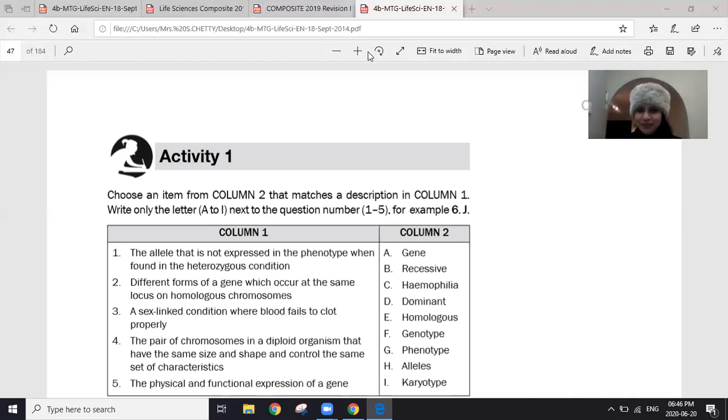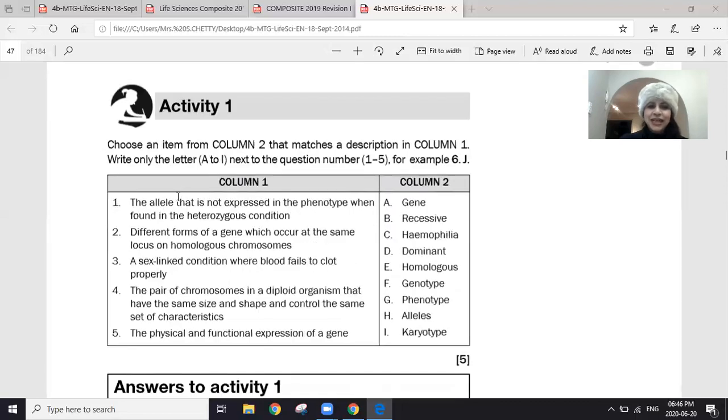Time is up. Let's see if you got it right. Of course, there would be terms there that you haven't come across as yet, but you could have worked out the answers. The allele that is not expressed in the phenotype when found in a heterozygous condition, which one is expressed? The dominant. The one that's not expressed will therefore be the recessive. So what is your answer? B. Hope you got it right.